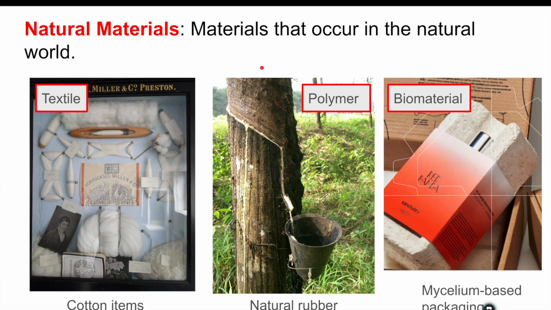Other materials that are natural can be things like textiles. So this is cotton, and this is grown using cotton plants. We have polymers like rubber. This is natural rubber. And we have things like biomaterials. And so, for instance, this is mycelium-based packaging. So this is a biomaterial that is created by fungus.